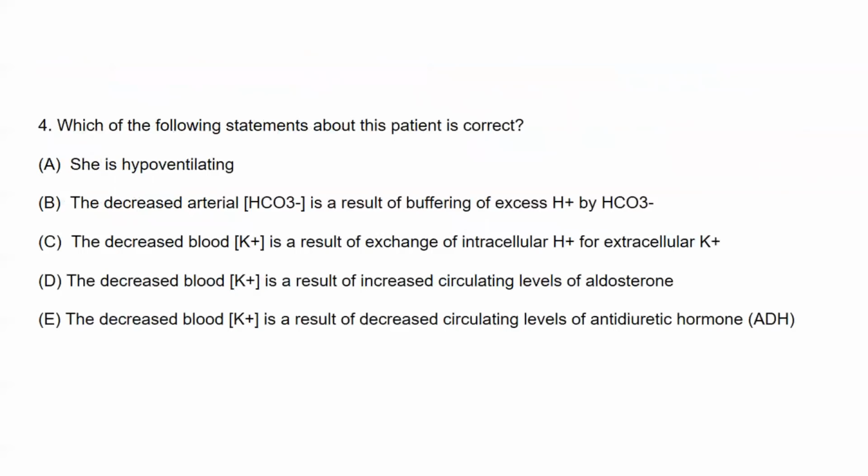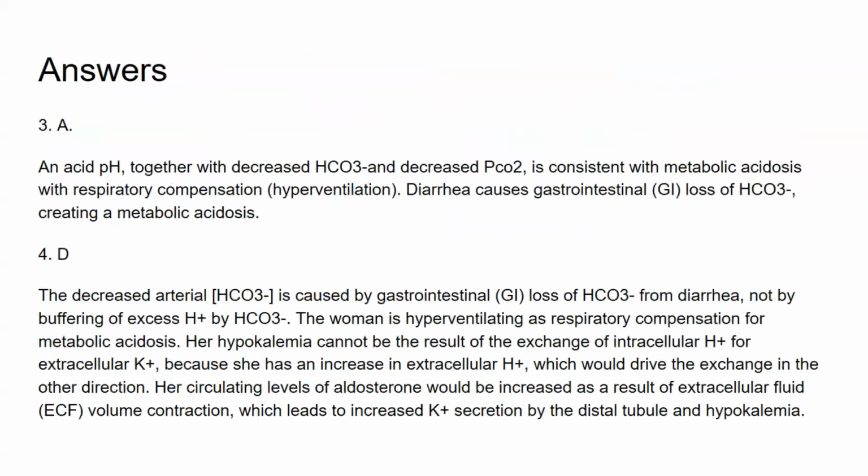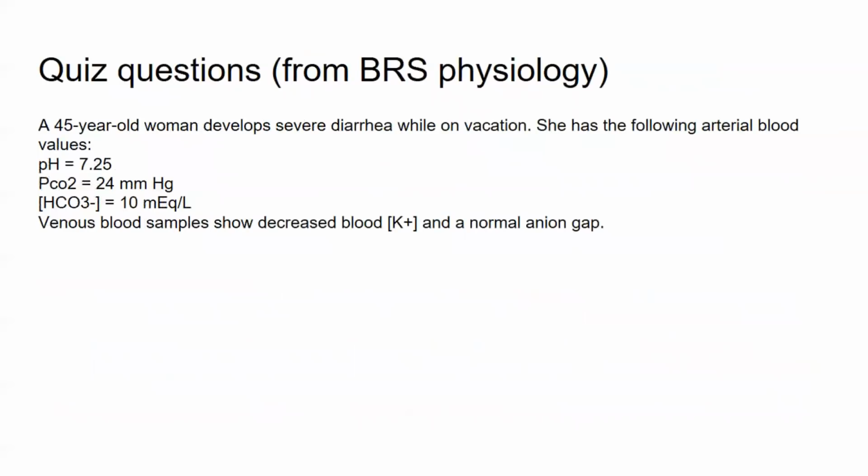Okay, I put in some questions there. We can go through it. So we'll start off with this slide. It's about a middle-aged woman. She's got severe diarrhea on vacation, and she's had the following arterial blood gas. Can someone just shout out, what does that pH tell us? Yep. And the CO2?